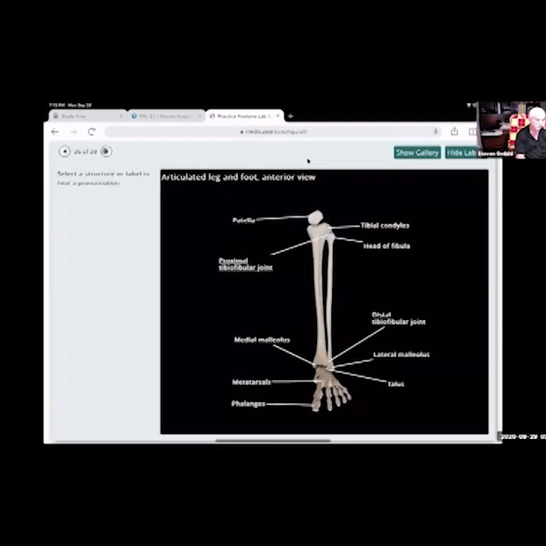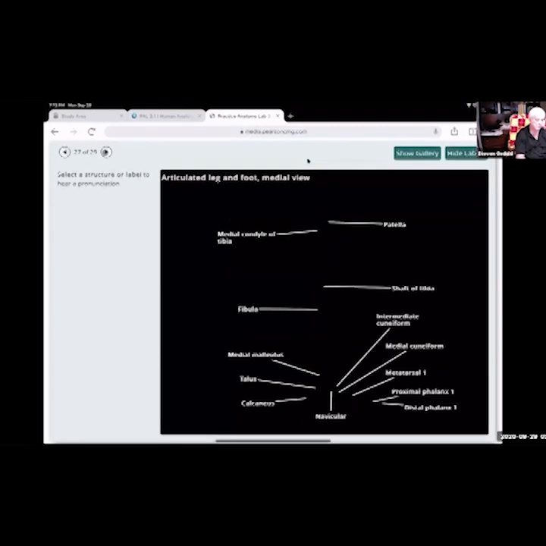Okay. This is looking at the medial side of it. So you can see the patella. You can see the medial condyle of the tibia. You can see the fibula, which is behind the tibia there. You can see the medial malleolus of the tibia.